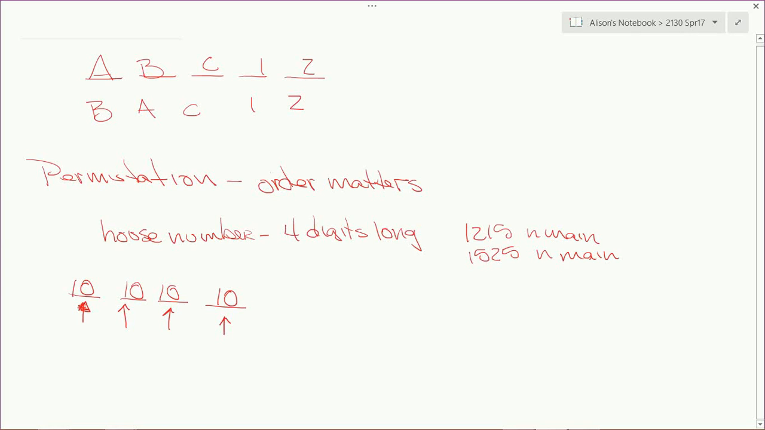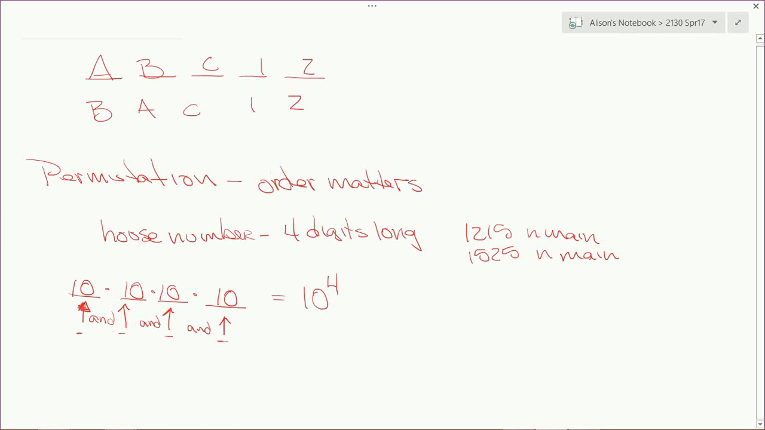And so I'm going to multiply all these together because it has to be 4 digits long, which means that I have to have a first place, and I have to have a second place, and I have to have a third and a fourth character. So this is going to end up being 10 raised to the power of 4. I need a first digit, and I need a second digit, and I need a third digit, and I need a fourth digit. And this AND operator to me is going to indicate multiplication. That's why I'm going to multiply the 10s together.